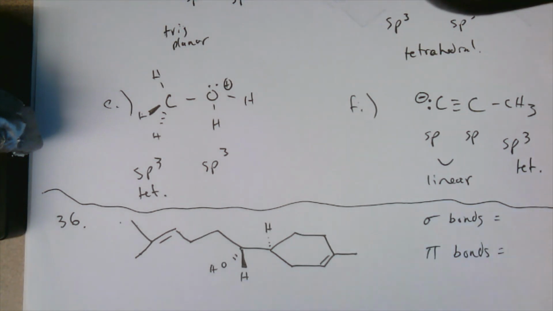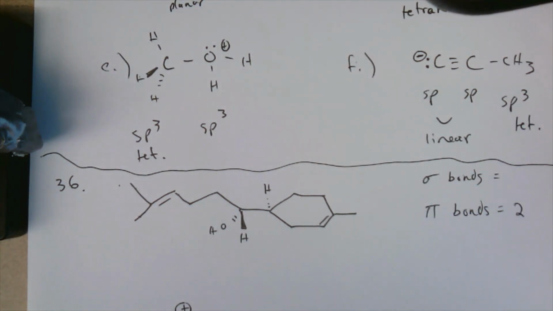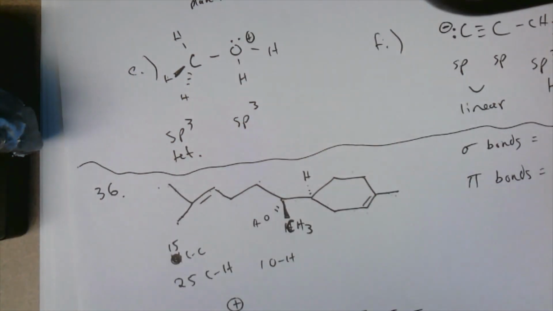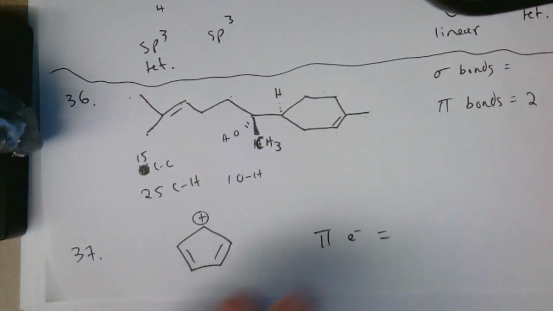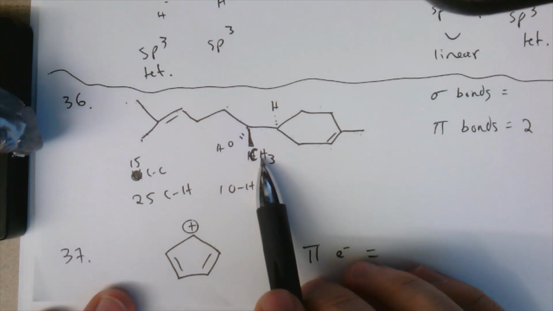Sorry, I had a little technical hiccup there. I think I was counting my pi bonds. I have 2 pi bonds. So that's not too bad. Now for my sigma bonds, this is where we're going to resume. I had my structure drawn incorrectly.